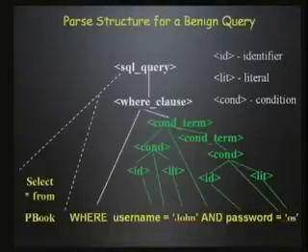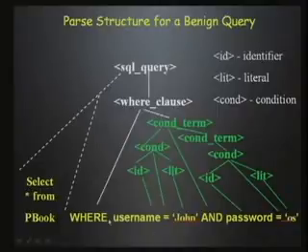So let's look at the parse structure for a benign query. The query looks like this: select star from phone book where username is John and password is Open Sesame. Now this is the parse tree for the query. There's a whole bunch of things on the left which parse select star from phone book, which are not very interesting. The most interesting thing in this picture is the where clause, where the where clause contains the keyword where followed by a condition term. And the condition in this case is an AND condition, which has two subconditions: username equals John and password equals Open Sesame.